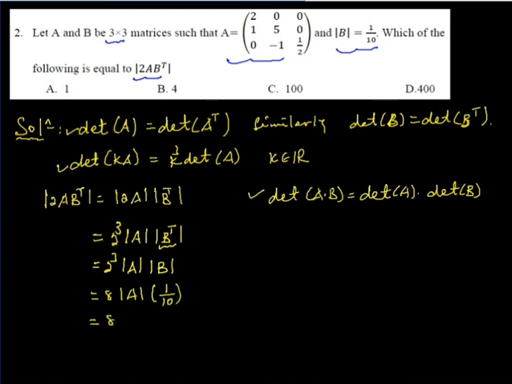So this becomes 8 over 10 times determinant of A. Now determinant of A can be obtained from the matrix A itself. The given matrix is a lower triangular matrix. So the determinant of this lower triangular matrix will be the product of the diagonal elements.